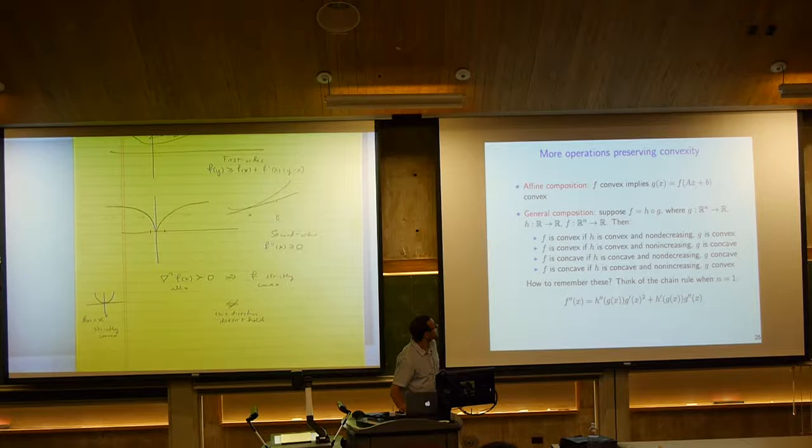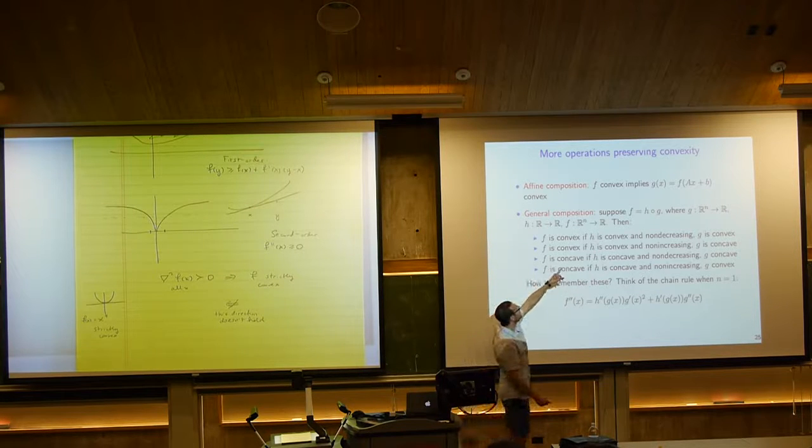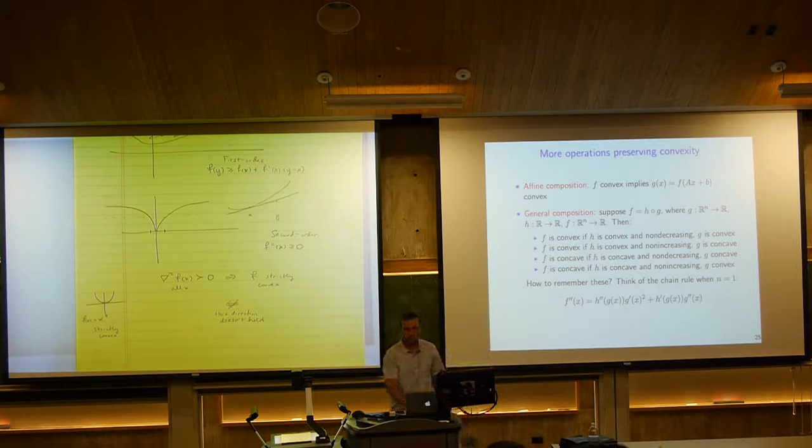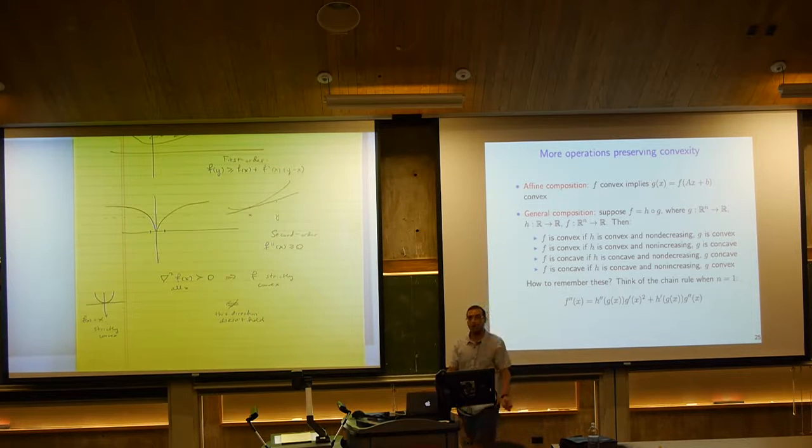I think the last thing that I have here is some examples about composition. If I have a function that's convex and I compose it with an affine function, Ax plus b, where A is some matrix and b is some vector, then the resulting function is always convex. That's a nice fact. I can always take your favorite convex function, compose it with a linear or affine transformation, and the result is a convex function.